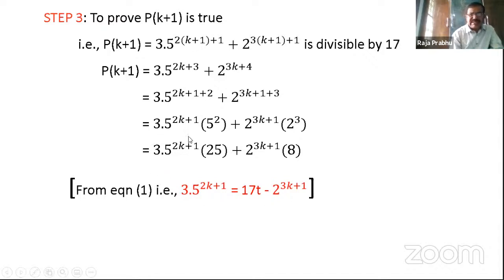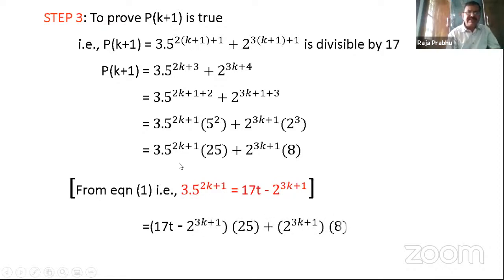Students, you can notice in this step here, in p of k plus 1, there is 3 into 5 to the power 2k plus 1. Okay, in the place of this, you can substitute or replace that by 17t minus 2 to the power 3k plus 1. Okay, then what do you get here? A very simple step, children. There is no confusion at all. Please follow this. 3 into 5 to the power of 2k plus 1 is replaced by this, that is from equation 1. I hope it is very clear to you all.